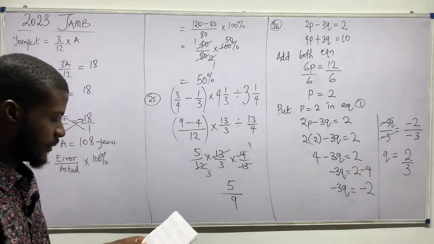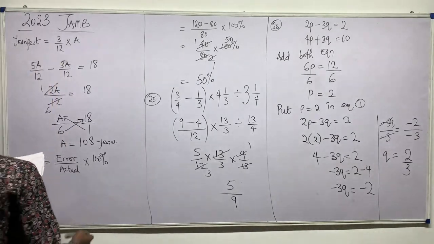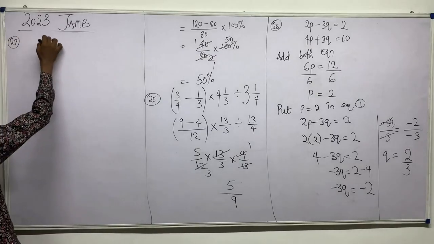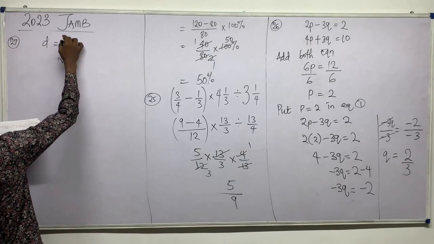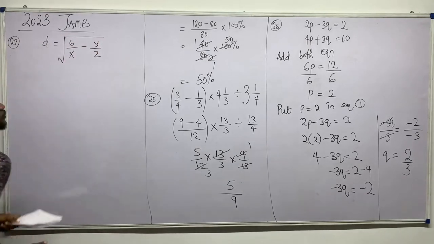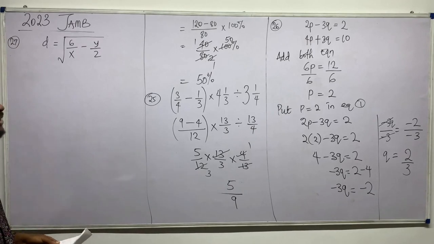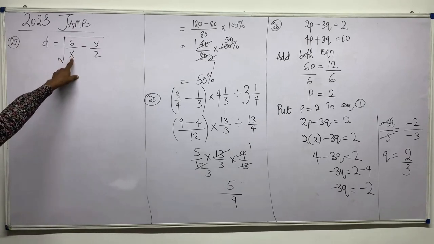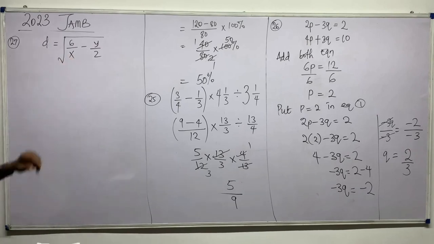Question 27. You're asked to make x the subject of the formula. So this is d equals the square root of 6 over x minus y over 2. Now, what am I going to do here? The first thing is to remove this square root, because x is inside it, so I have to remove the square root first of all.